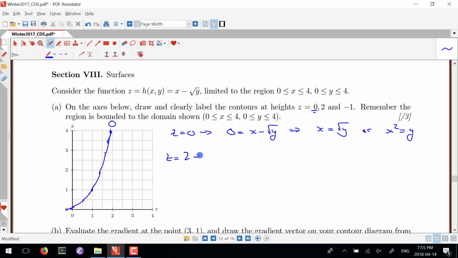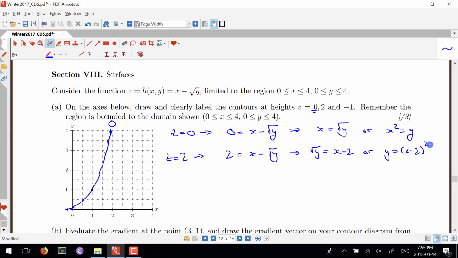And we expect to see a theme when we do this again with different z values, or at least some similarities. So what we're doing is subbing in z equals 2 and getting the relationship between x and y at that point. And that's going to give us, let's bring the y over and the 2 on the other side, root y equals x minus 2, or y equals x minus 2 squared.